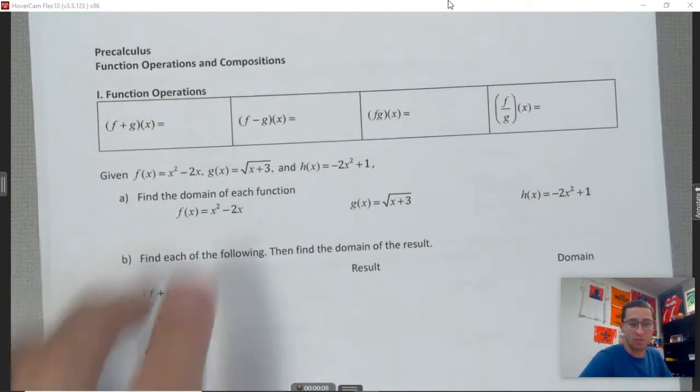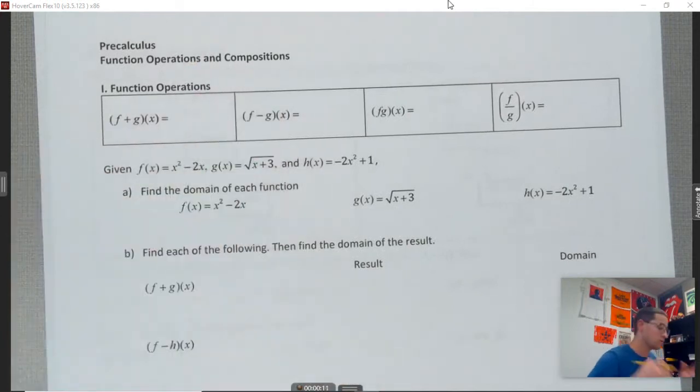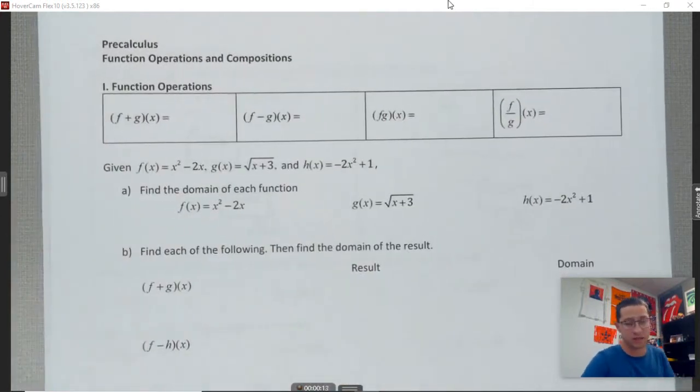All right, so function operations and compositions. Okay, so function operations. You've got your four basic function operations: adding, subtracting, dividing, and multiplying. It is very similar to your four basic operations in math, right? So that's one way to remember that.